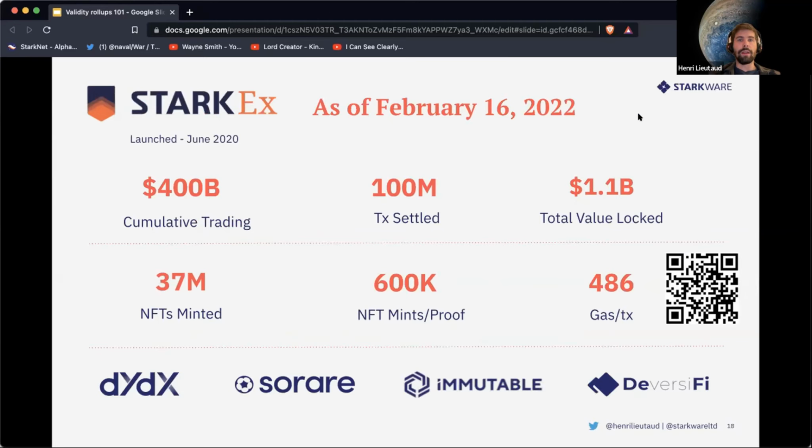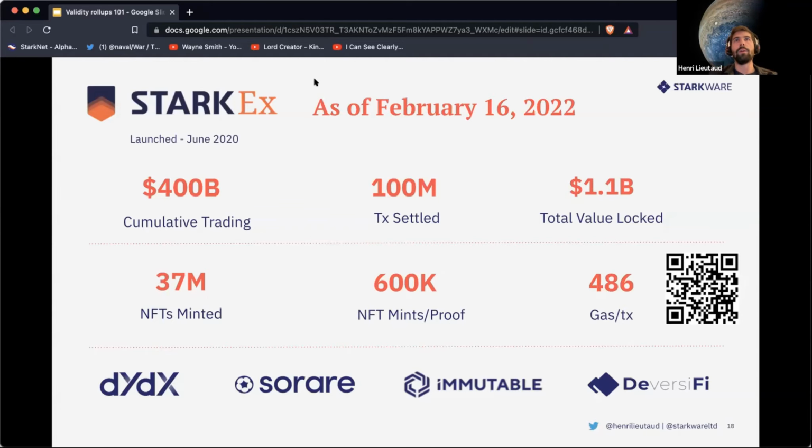And what exactly can you do with what we built? Well, and that's where I wanted to mention earlier that numbers speak for themselves. Currently on StarkX, there has been more than 400 billion in cumulative trading. We've minted off-chain more than 37 million NFTs. And to give you a glimpse of how huge these numbers are, I'm just going to talk about the cost reductions for the people who are using StarkX.